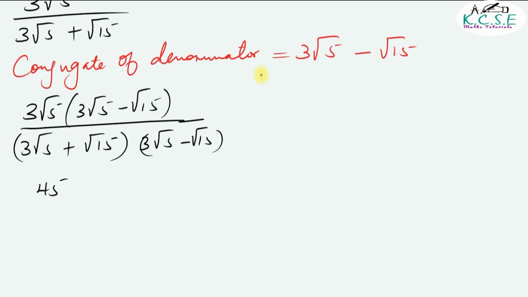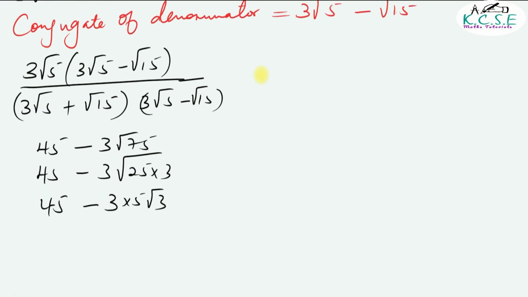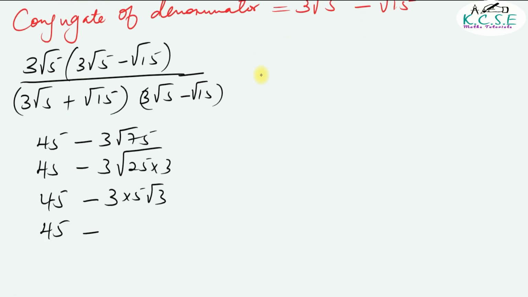45 minus 3 root 5 multiplied by root of 15, that will give 3 root of 75. So that is what you get. We can simplify 3 root 75 further, so you get 45 minus 3 root of 75, and root of 75 is the same as root of 25 times 3. Root of 25 is 5, then root of 3. So this gives 45 subtract 15 root of 3.